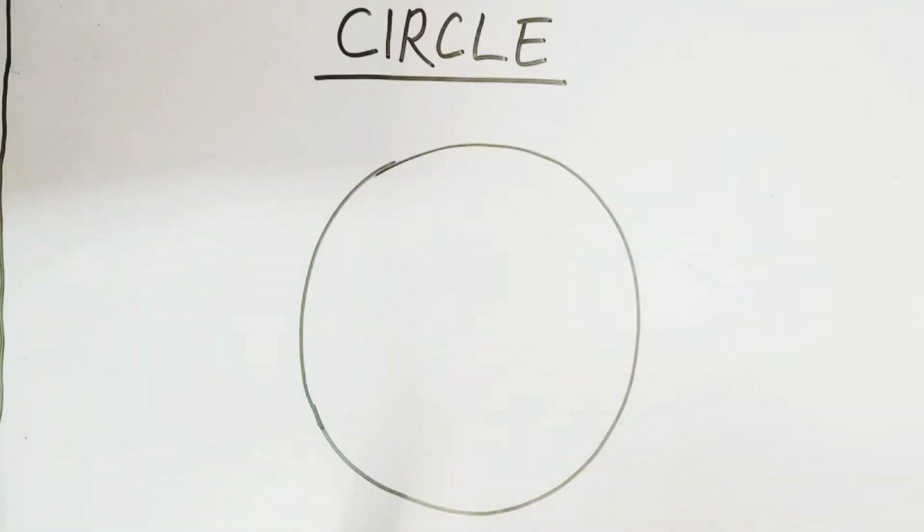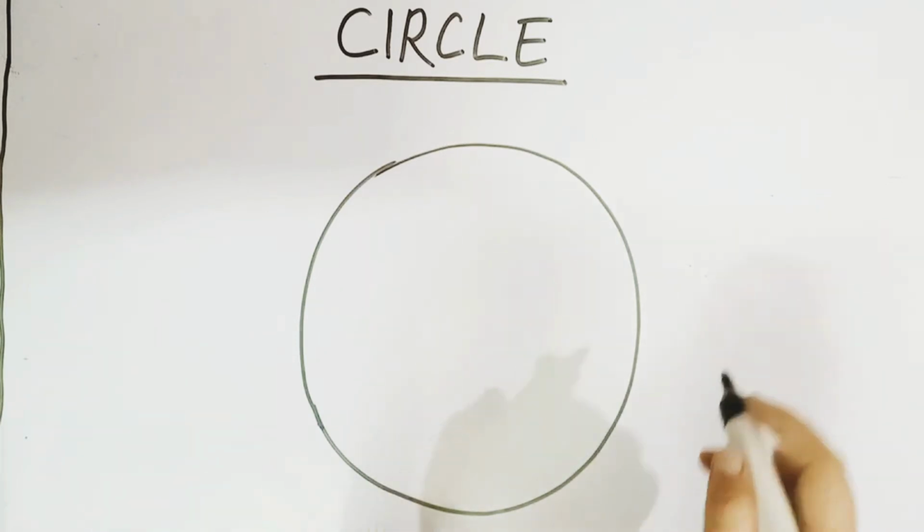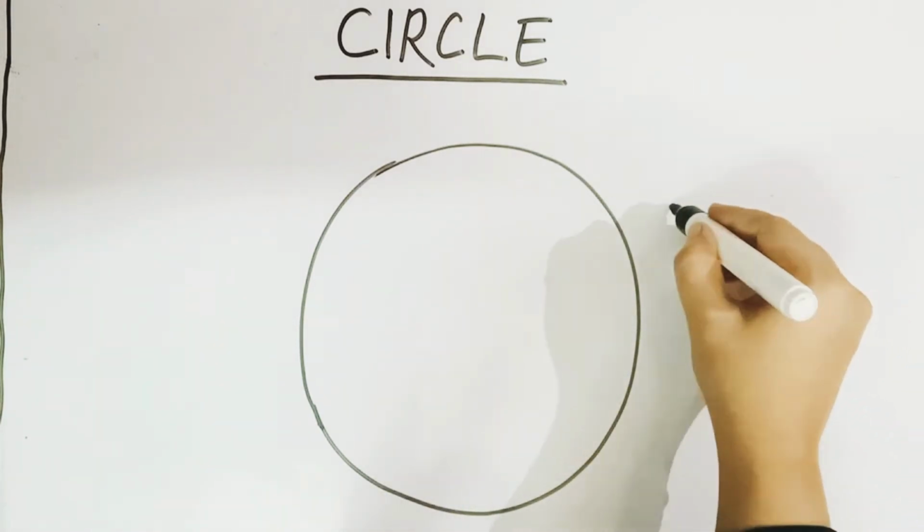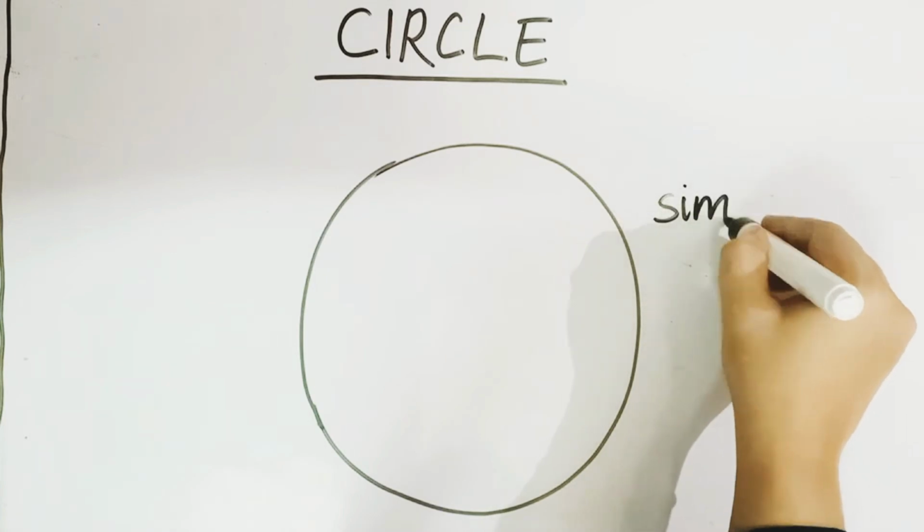So our next topic is circle. Now what is a circle? Circle is a simple closed curve with some special properties. Okay, you all are aware of circle.